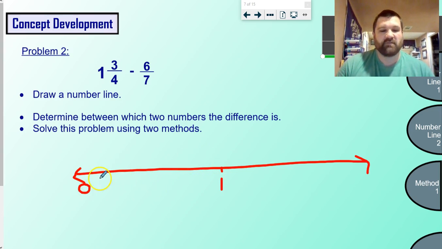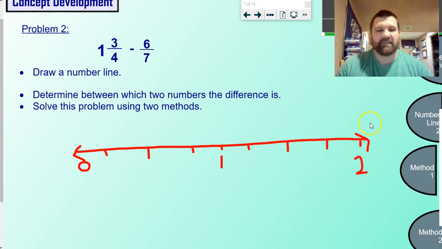And we could split this into fourths. So we'd say 1/4, 2/4, which is half, 3/4, right? And then 1, 1 1/4, 1 2/4, 1 3/4, and then over here would be 2. Okay, so we've got that written down.